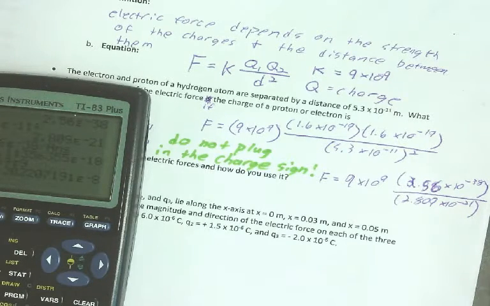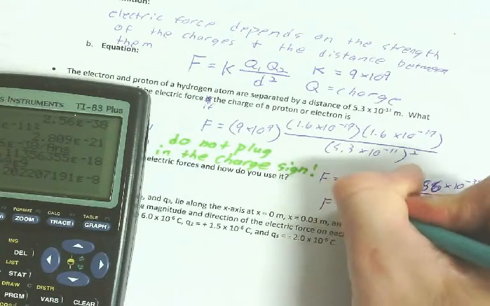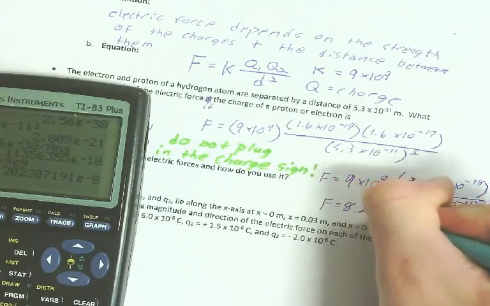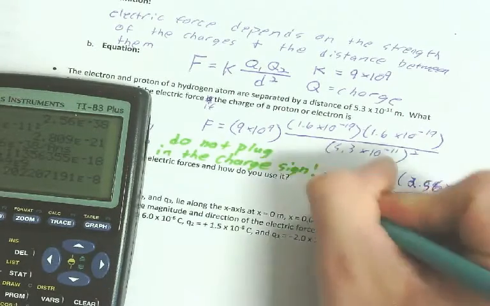And I get this final answer. Force is 8.2 times 10 to the negative 8th. They're not usually going to be this small.